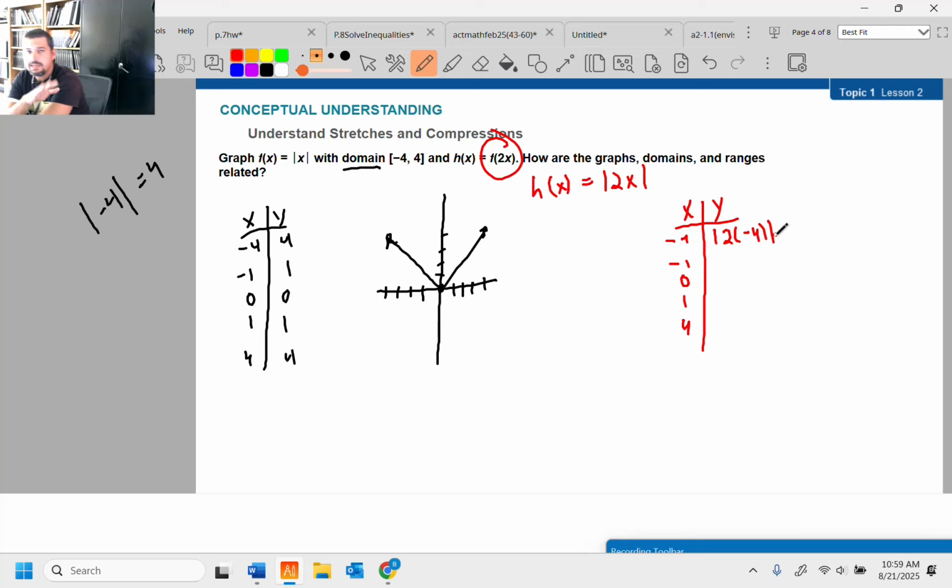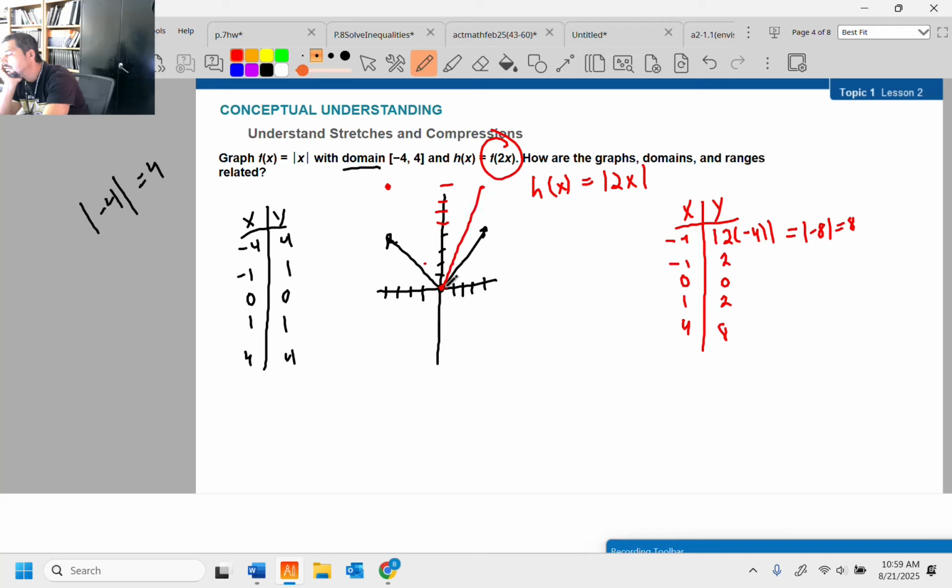So this becomes the absolute value of 2 times a negative 4. It becomes the absolute value of a negative 8, which happens to be 8. And what's going to happen is all these numbers are just going to double. Take your old output, double it. That's what it does. So at negative 4, instead of having an output of 4, we have an output of 8. And at negative 1, instead of having an output of 1, we have an output of 2, and so forth.